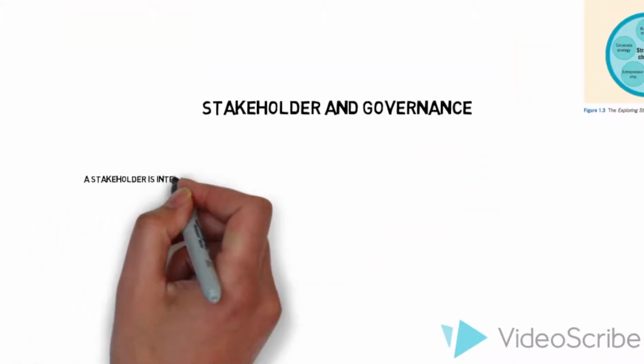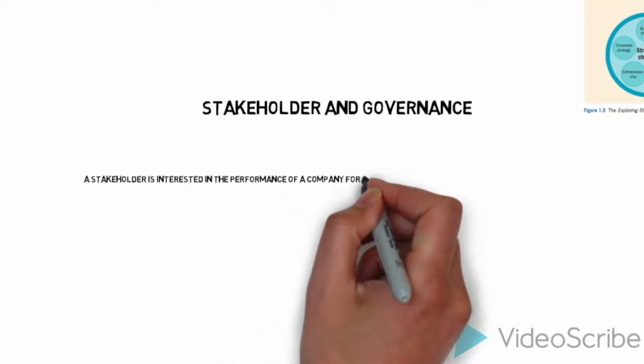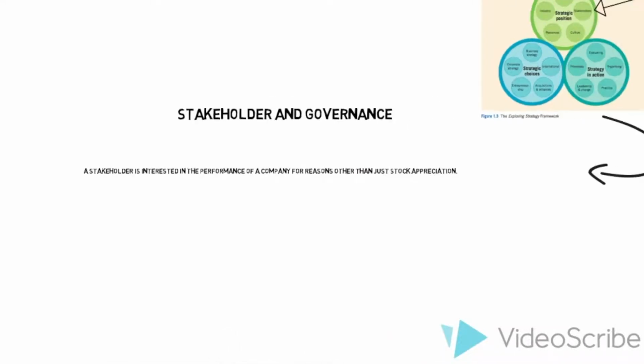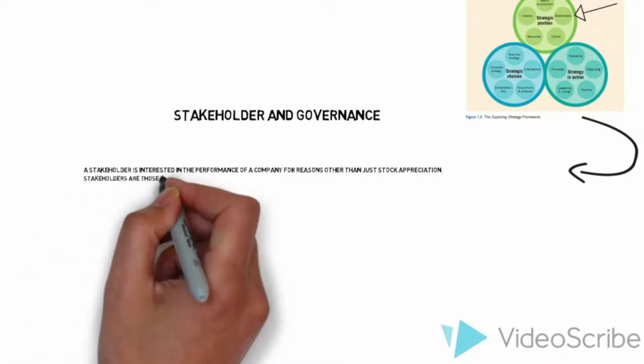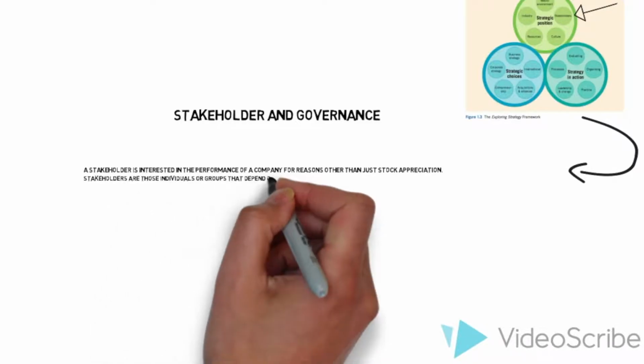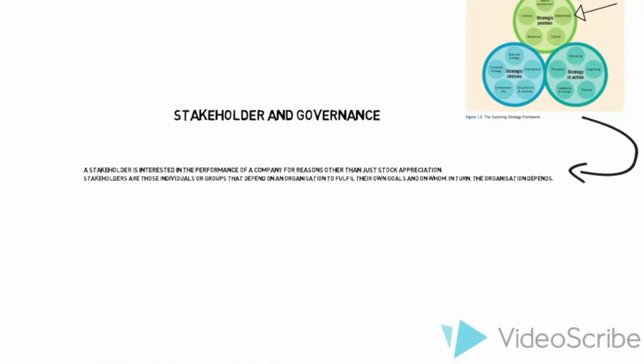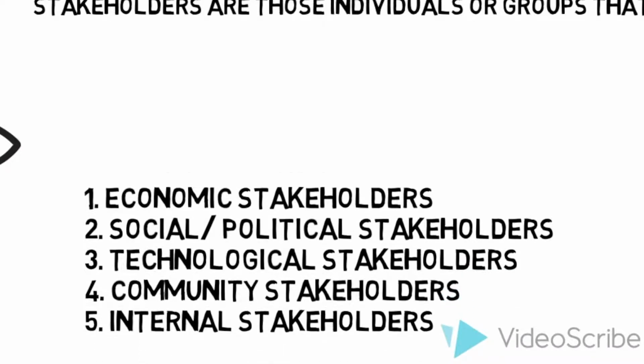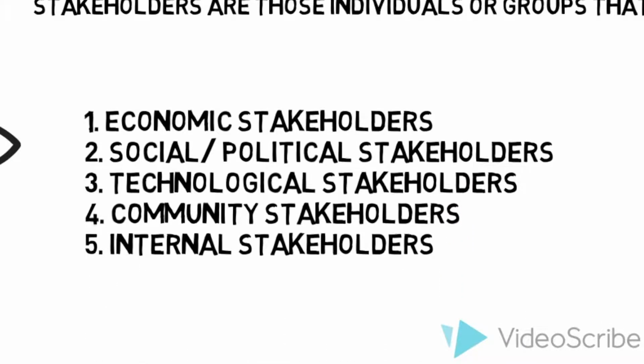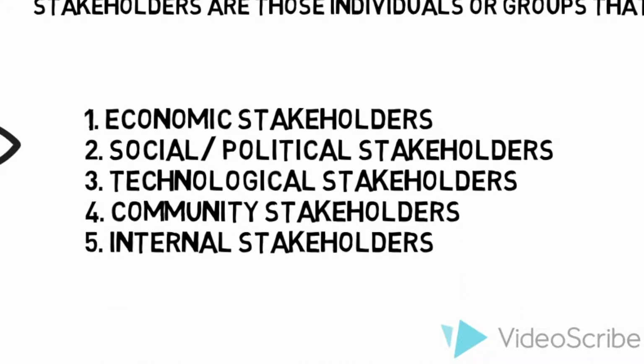A stakeholder is interested in the performance of a company for reasons other than just stock appreciation. Stakeholders are those individuals or groups that depend on an organization to fulfill their own goals and on whom, in turn, the organization depends. There are 5 types of stakeholders: economic stakeholders, social political stakeholders, technological stakeholders, community stakeholders, and internal stakeholders.